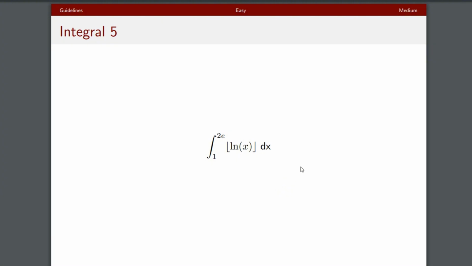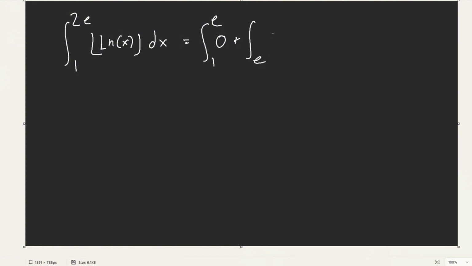Okay, so 1 over 2e of ln of x being floored. When we plug in from 1 to e, we get 0, right? So from e to 2e, it's just going to equal 1, because it'll only reach 2 when it's like e squared, right? This is definitely not e squared, this is 2e. So our answer should just be e.